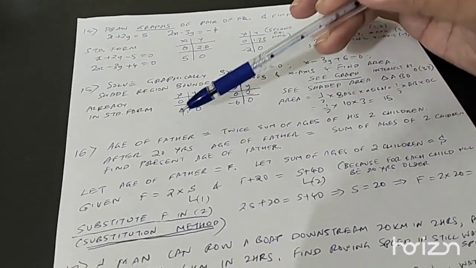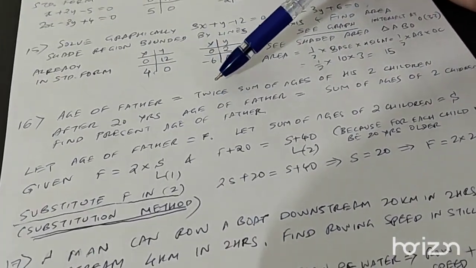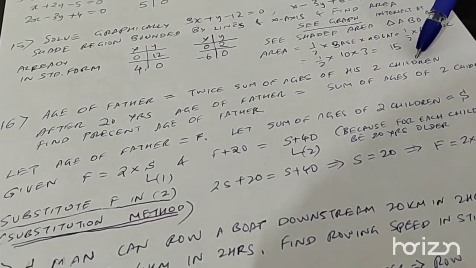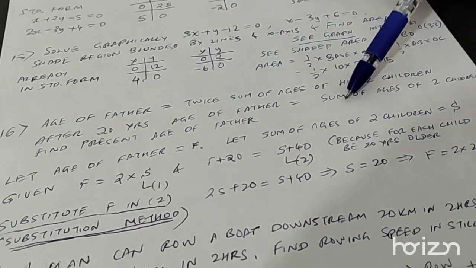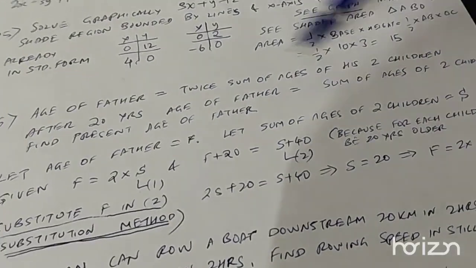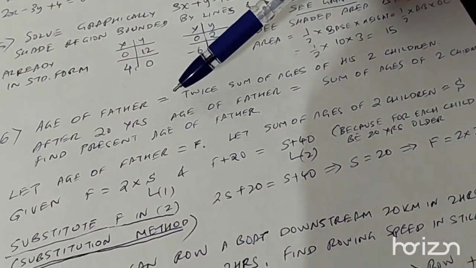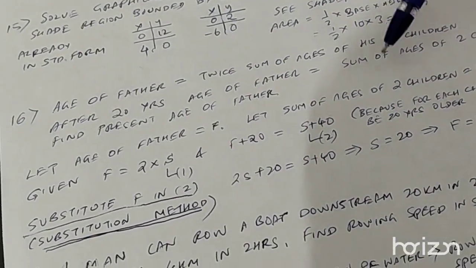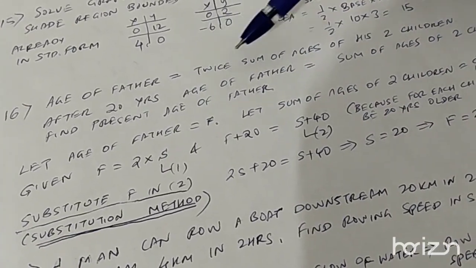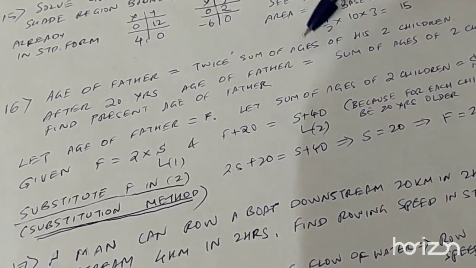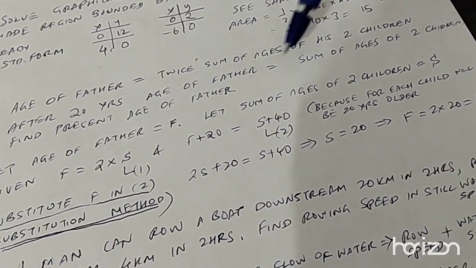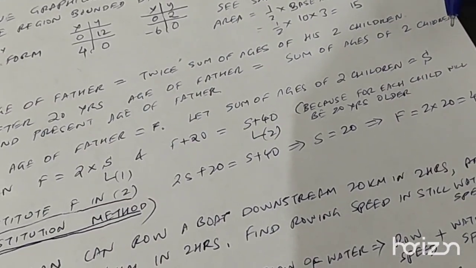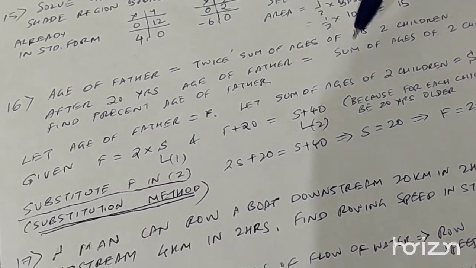Now, the next question is, age of father is twice the sum of ages of his two children. After 20 years, age of the father will be sum of ages of two children. That's currently the age of the father is twice the sum of age of two children. Find the present age of the father.